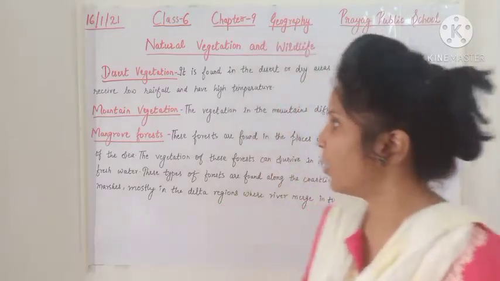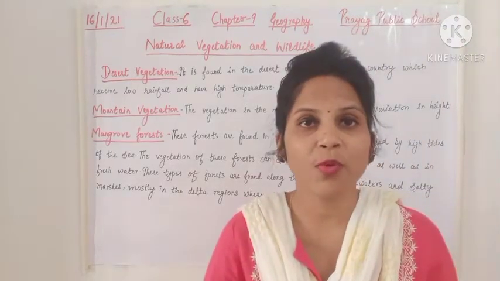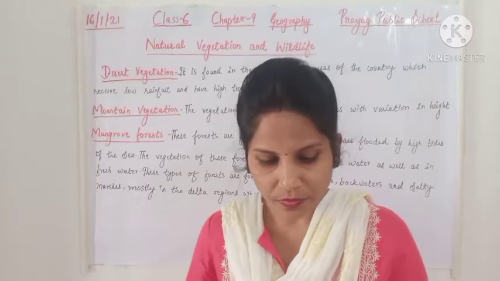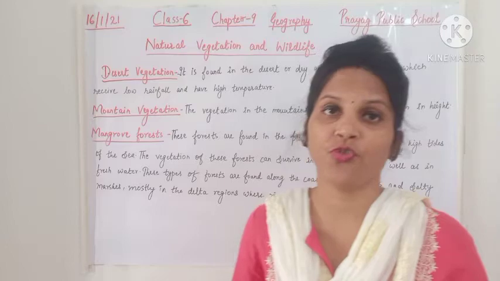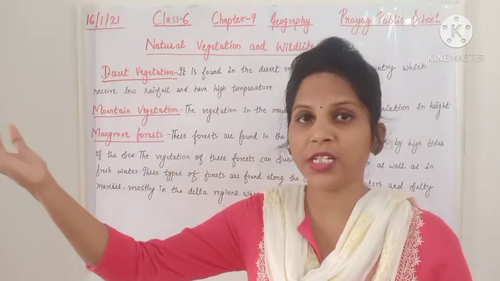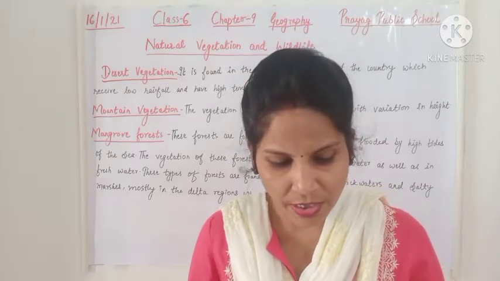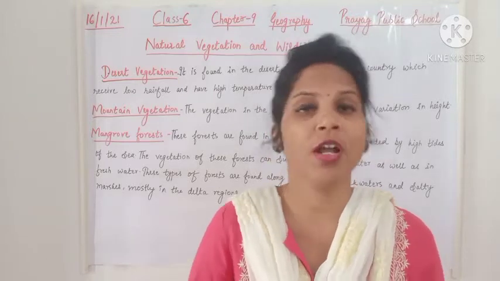Okay children, now our next vegetation is mountain vegetation. As the name suggests, this type of vegetation is found in the mountain or the hilly areas. The vegetation in the mountain differs with variation in height. जो vegetation mountain region में होता है वो जैसे जैसे height बढ़ती जाती है वैसे वैसे वेरिएट करता है, डिफर करता है. The temperature decreases with increase in altitude and affects the type of vegetation found on mountains.